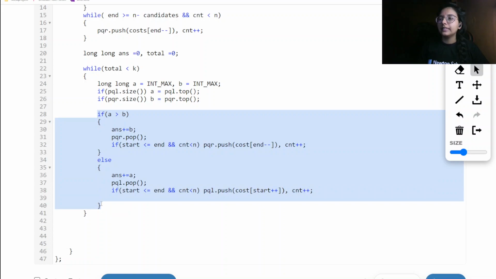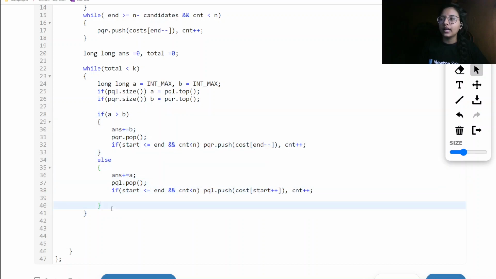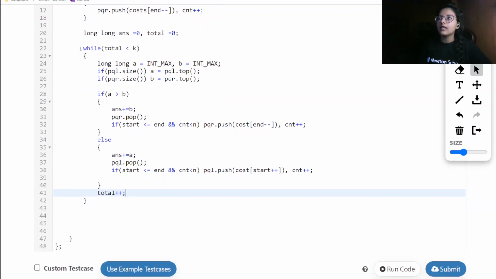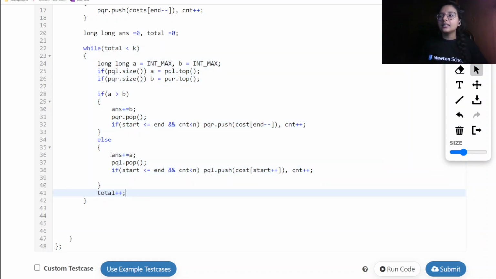And after this if else condition in this while loop, we have figured out one element till now. So that's why we will be increasing our total size. So we incremented that total. After finishing up, when total becomes equal to k, this will return and our answer will be fulfilled. And that's why we are required to return the answer at the end.